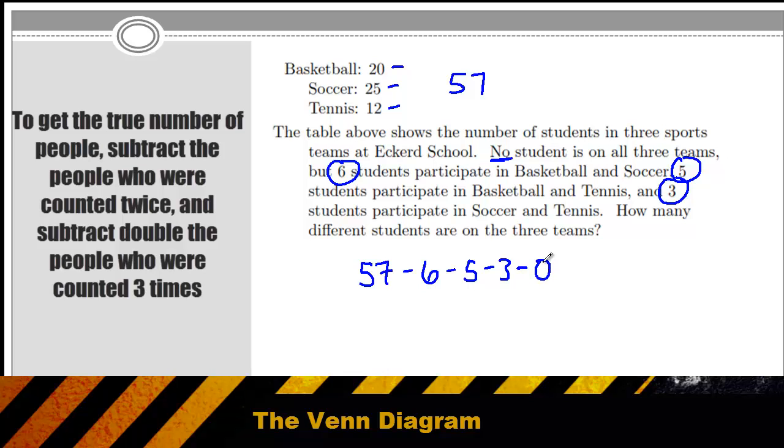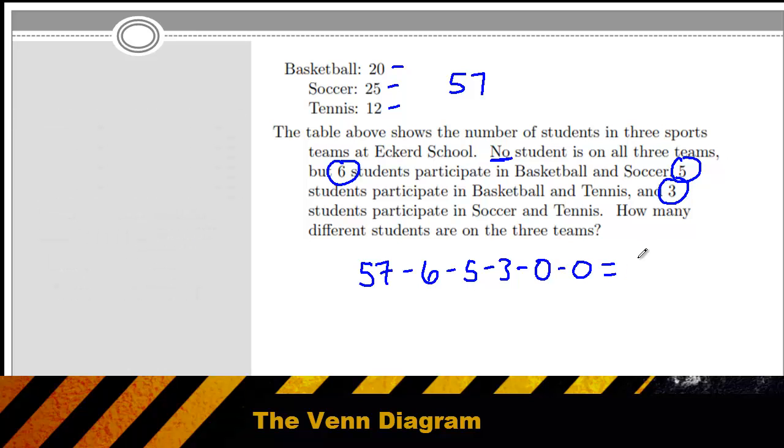In this case, it's 0, but I'm still going to subtract 0 so you could see how you would do it if there were students who were counted 3 times. And then that should give us our true number of total students. Or the total number of students in all the groups is really only 43.